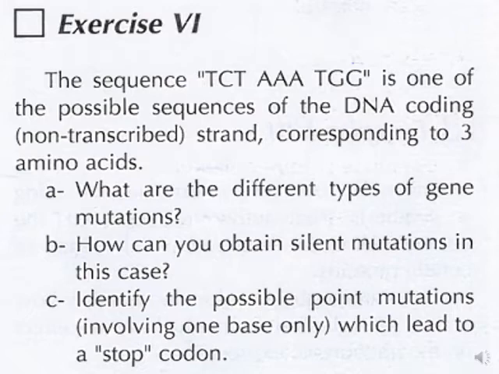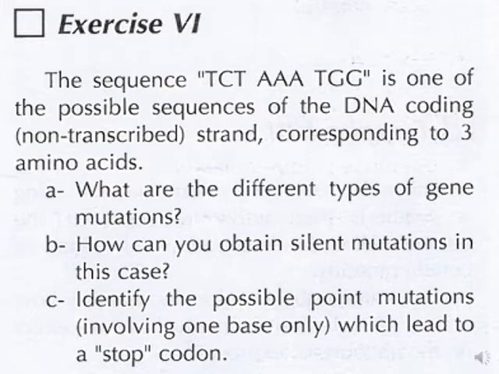What are the different types of gene mutation? All of you know that we have either deletion, substitution, insertion, or addition. Part B, how can you obtain a silent mutation in this case? A silent mutation is substituting one of the nucleotides with another but having the same sequence. In this case, we have TCT, AAA, TGG. So here we have a silent mutation if it gives the same amino acid sequence.